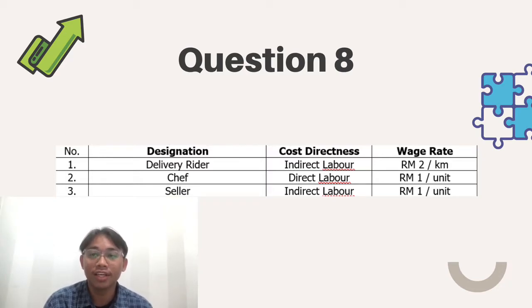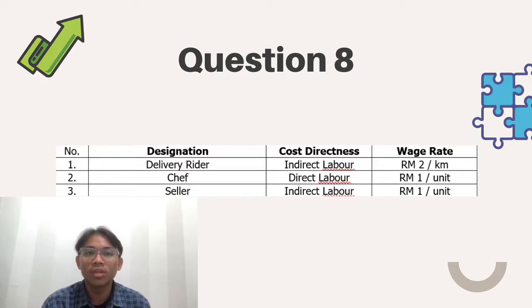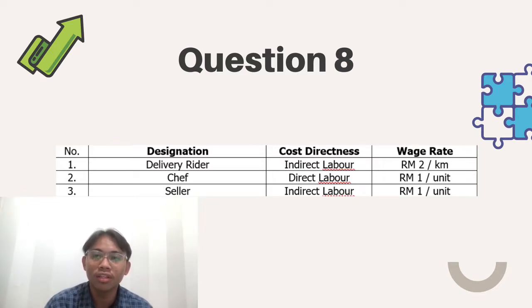Next, for question 8, we only have 3 workers. The first one is delivery rider, chef, and seller. The cost directness for delivery rider is indirect labor, the next one is chef, direct labor, and lastly, the cost directness for seller is indirect labor. The wage rate for delivery rider is RM2 per kilometer. The wage rate for chef is RM1 per unit. The wage rate for seller is RM1 per unit.